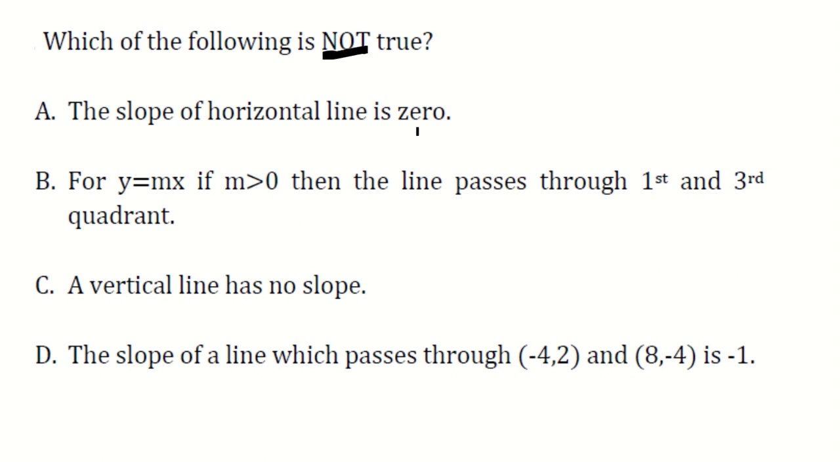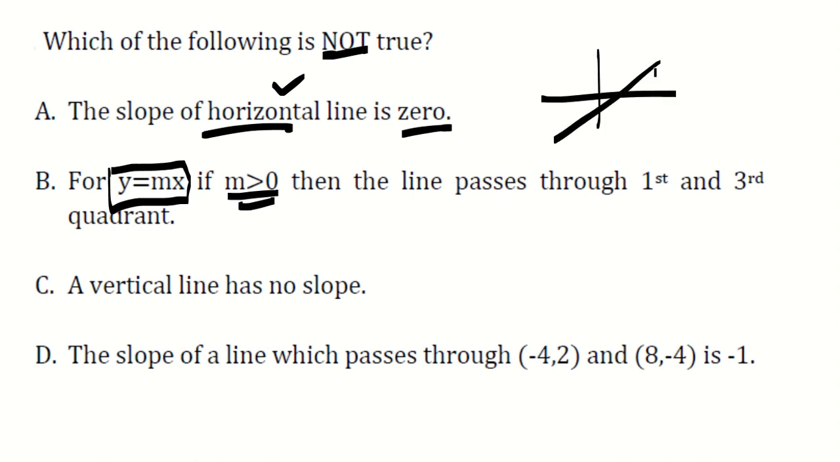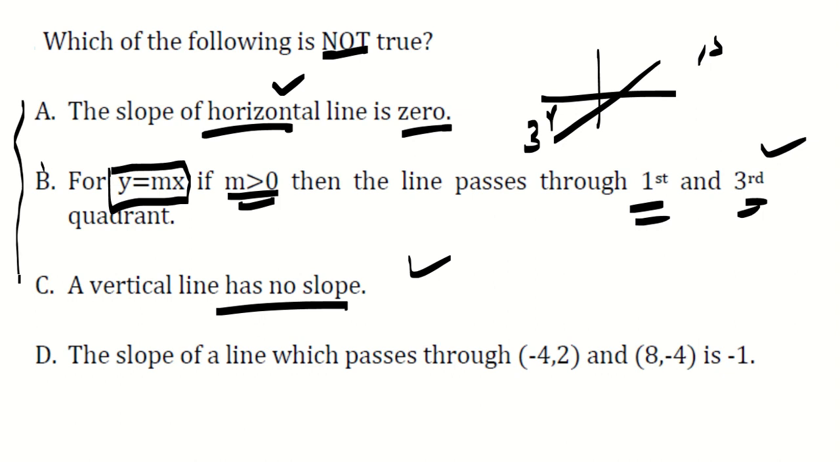The slope of horizontal line is 0, true. Horizontal line, their slope is 0, take it as a note. And the second one, y is equal to mx. If the slope is positive, I told you, it will be slanted to the right, passes through the first and the third quadrant. The line passes through the first and the third, true. And a vertical line has no slope, still true. We said it, just take this one as a note. All of them are true.